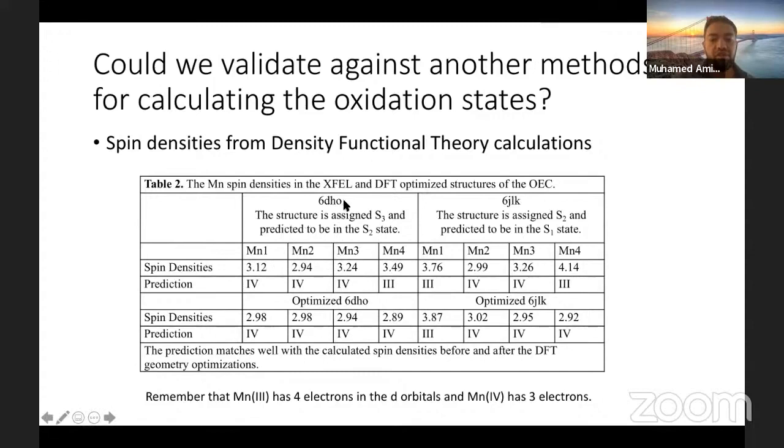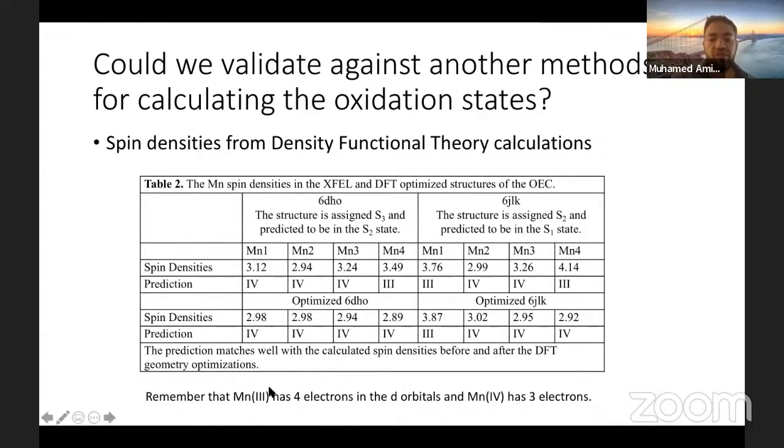For example, here, in this one, which is assigned to be S3, we calculated for manganese 1 a spin density of 3.1, which is manganese 4, right? Because manganese 4 has 3 electrons in the d orbitals, that's why it's manganese 4. If it's higher, like 4, then it's manganese 3. If it's spin density 5, then it's manganese 2.